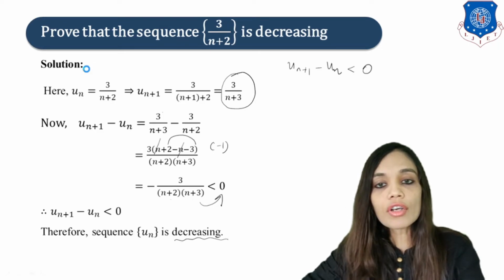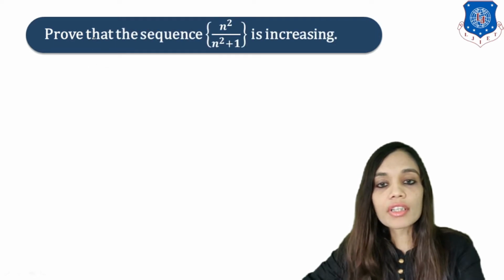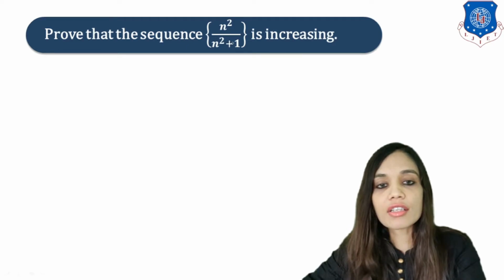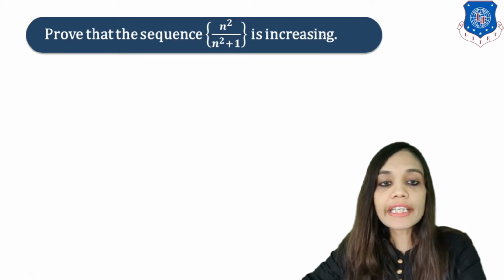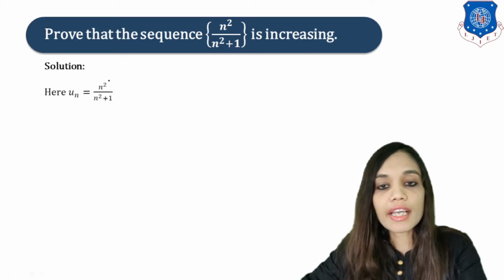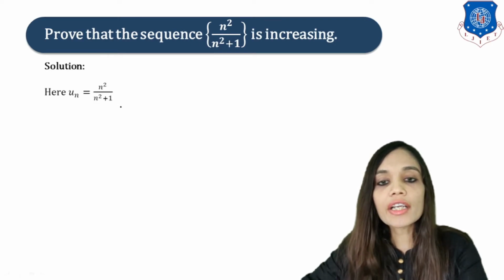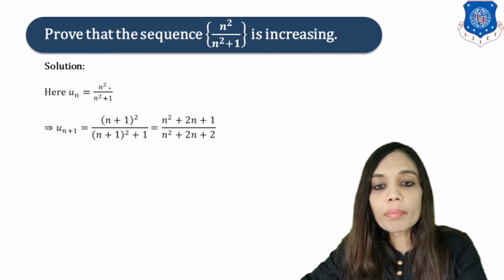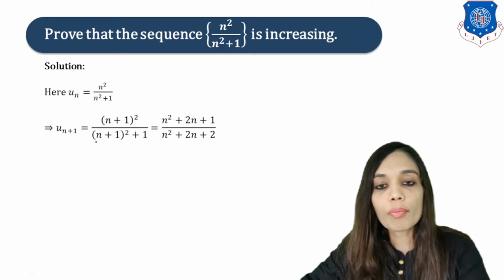Okay. Now, let's study one more example. Here we have to prove that the sequence n square upon n square plus 1 is increasing. Let us begin with the solution. You are given your nth term as n square upon n square plus 1. Again, we will find our Un+1. Un+1 will be equal to, replacing n by n plus 1, (n plus 1) whole square upon (n plus 1) whole square plus 1.